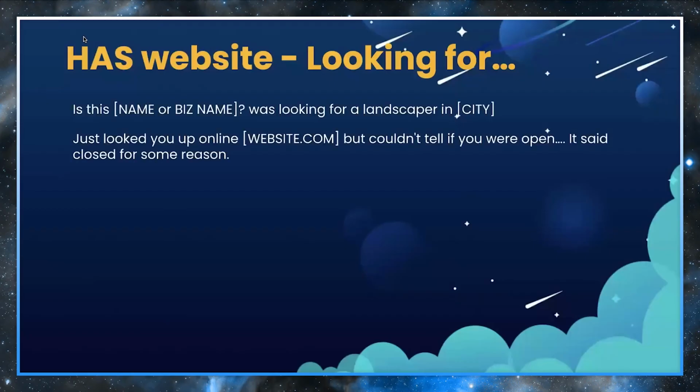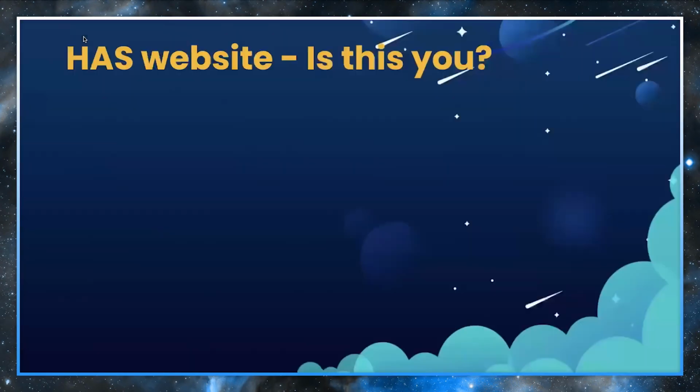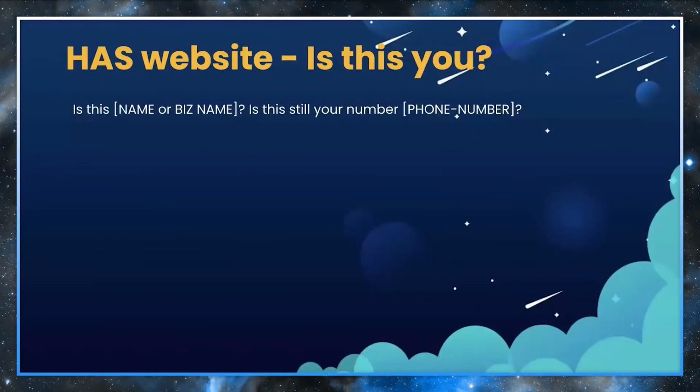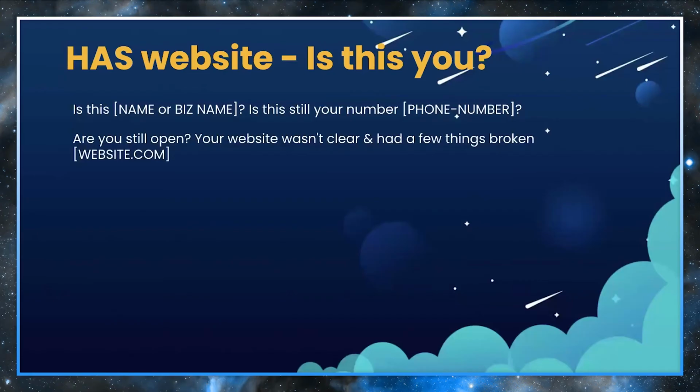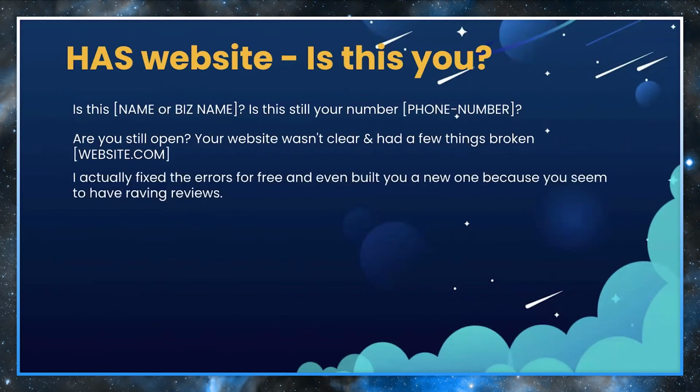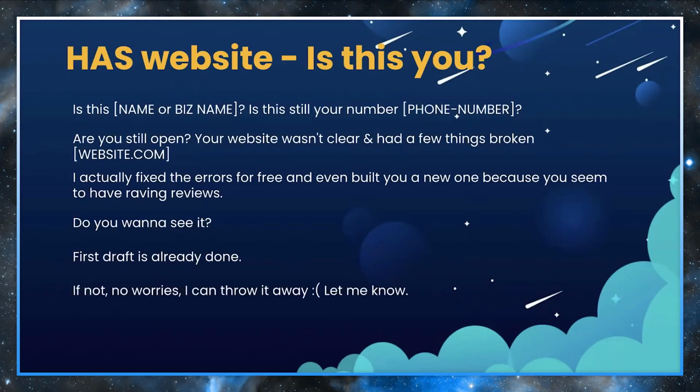So let's keep going. So we covered this. Has a website. Is this you? So this is the is this you method. Is this ABC landscaping? Is this still your number? Are you still open? Your website wasn't clear and had a few things broken. Boom. Right? So abclandscaping.com. I actually fixed the errors for free and even built you a new one because you seem to have raving reviews. Do you want to see it? First draft is already done. If not, no worries. I can throw it away. Let me know.